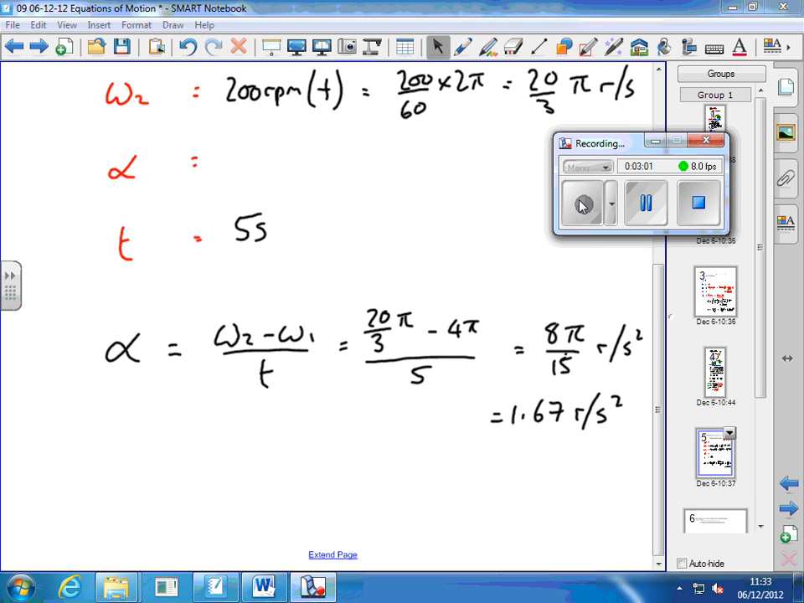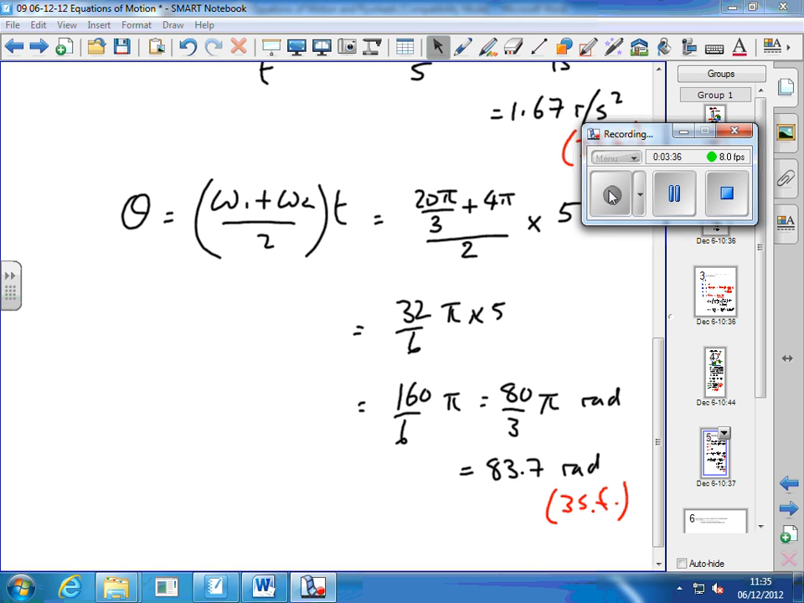So I get alpha equal to 1.67 radians per second squared. You could leave it in terms of pi and work out what that is and leave it as 8 pi over 15, because that's an exact answer. As soon as you then work out what that is, you're now rounding that, aren't you? So once I've done that, of course, I need to put at the end the 3 significant figures or whatever accuracy you're after, but you are rounding as soon as you work out the final answer. So alpha turns out to be that.